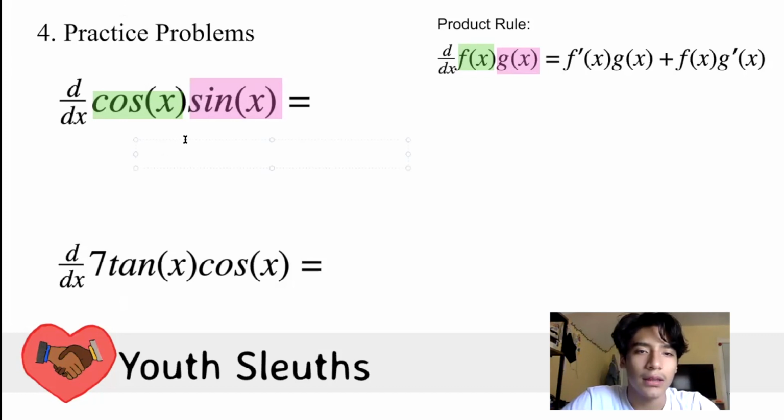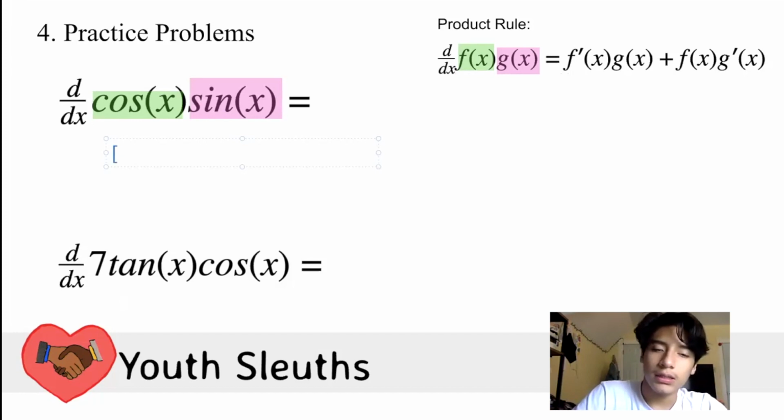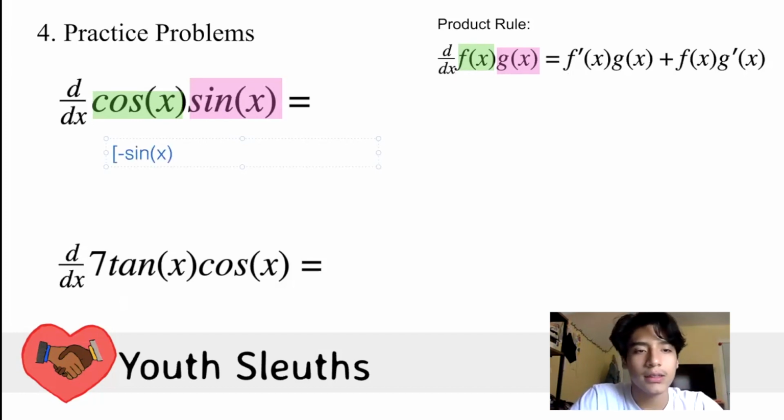So the first thing we're going to do is find the derivative of cosine of x, which is, if you remember, negative sine of x, sorry. And then we just bring over the g of x, which is sine of x, so sine of x stays the same, plus cosine of x, since it stays the same in the rule. And then we find the derivative of sine of x, which is just cosine of x.